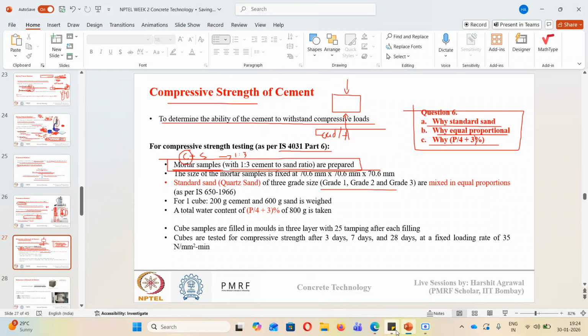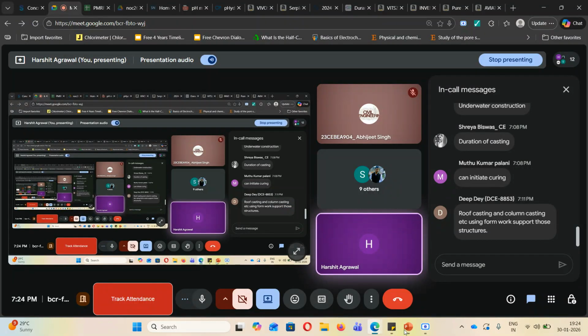Any idea why we are using standard sand? Why not any random sand we use for preparing cement mortar when we want to check the quality of cement?